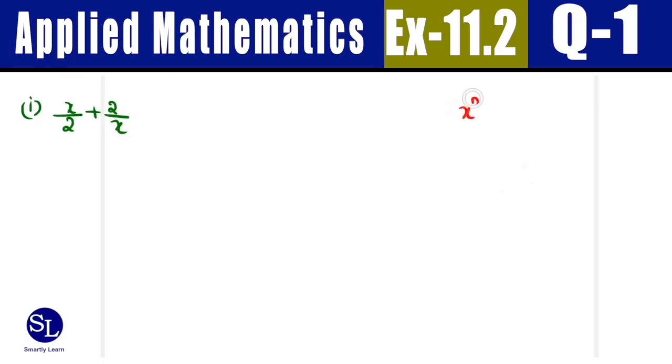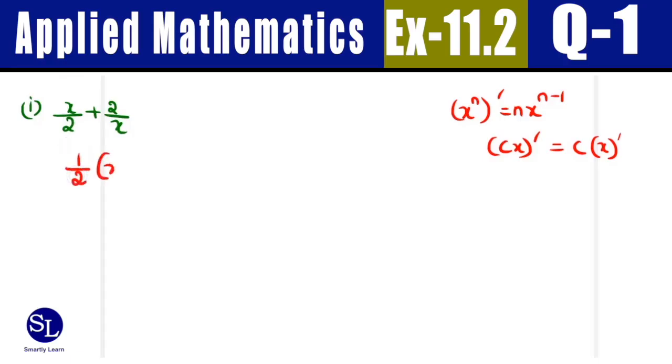We know that x power n's differentiation is n into x power n minus 1. We also know that Cx differentiation will be C into differentiation of x. So here, let's take the constants first outside and write this as a function. So this is 1 by 2 of x plus 2 into 1 by x. Since I need to apply this formula, I'm also going to rearrange this slightly. So this is 1 by 2 of x plus 2 into x power minus 1.